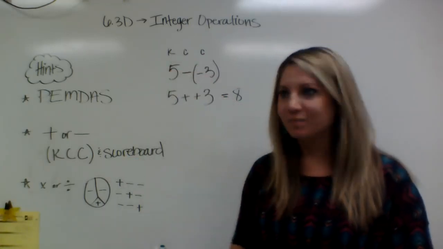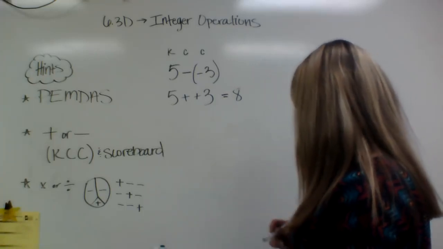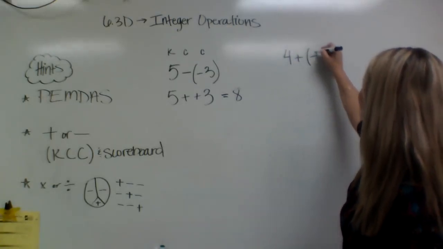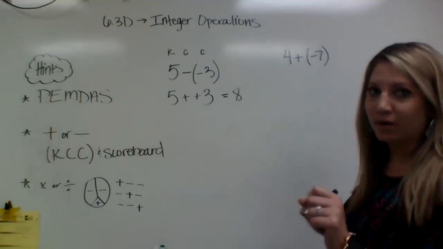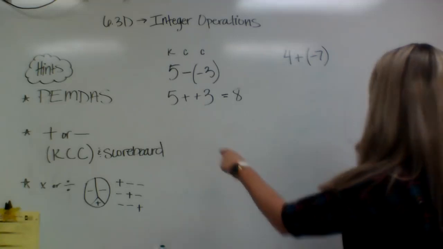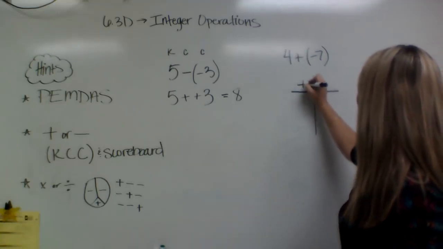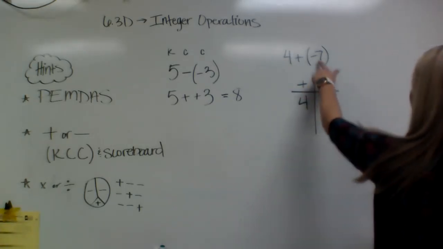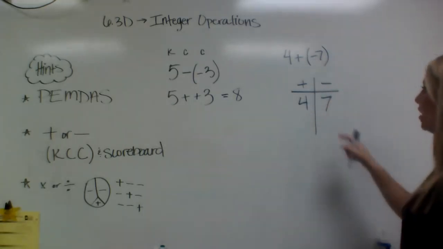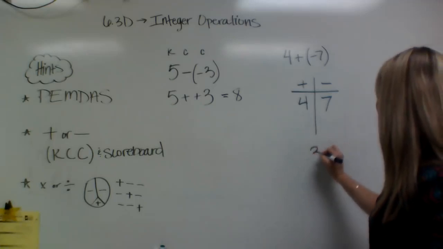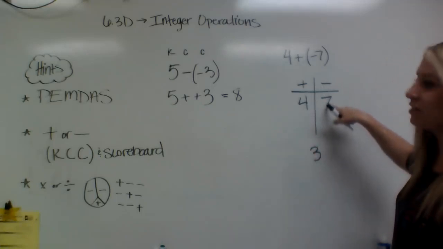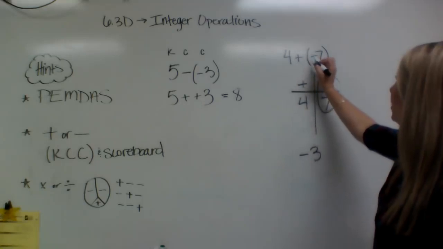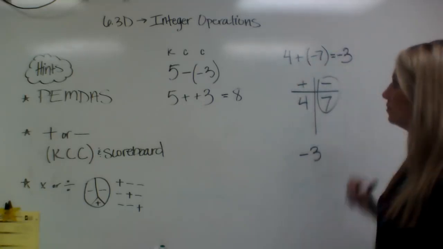Our scoreboard method, remember our scoreboard method, let's say I have 4 plus a -7. With the scoreboard method, especially if they're all adding, we draw our scoreboard. We have our positives and our negatives. We write our positives, so my 4 goes under here, and then my -7 goes on the negative side. The difference between 4 and 7 is 3, and the side that wins is the negative because it has the bigger number. So this answer is negative. So 4 plus a -7 equals a -3.